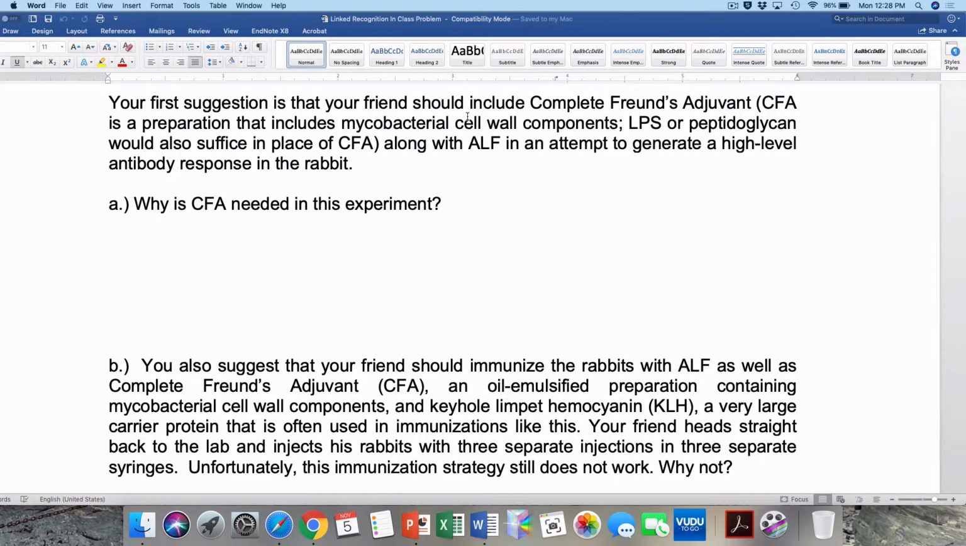You need this so that your antigen presenting cell can turn on a T cell. CFA is needed so that your T cell gets signal 2 along with signal 1 so that your T cell is activated and that your T cell is ready for T cell help.